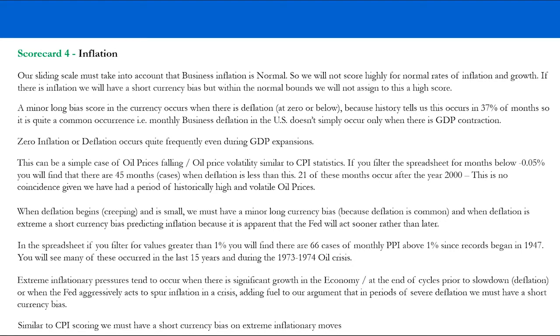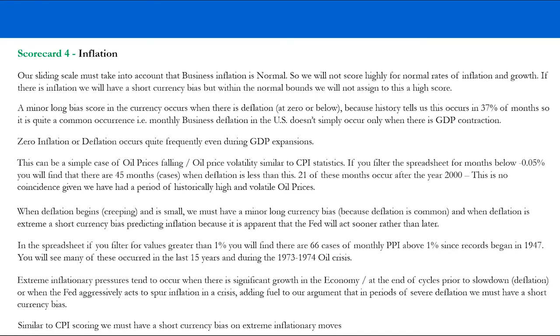We have a very common occurrence of zeroflation and deflation of 37% of months. But when we actually dig into what this deflation is being driven by, it's quite obviously being driven by historically high and volatile oil prices. So when oil prices go high, we get spurts of business inflation. And when oil prices drop by similar amounts, we get spurts of deflation in the business sector.